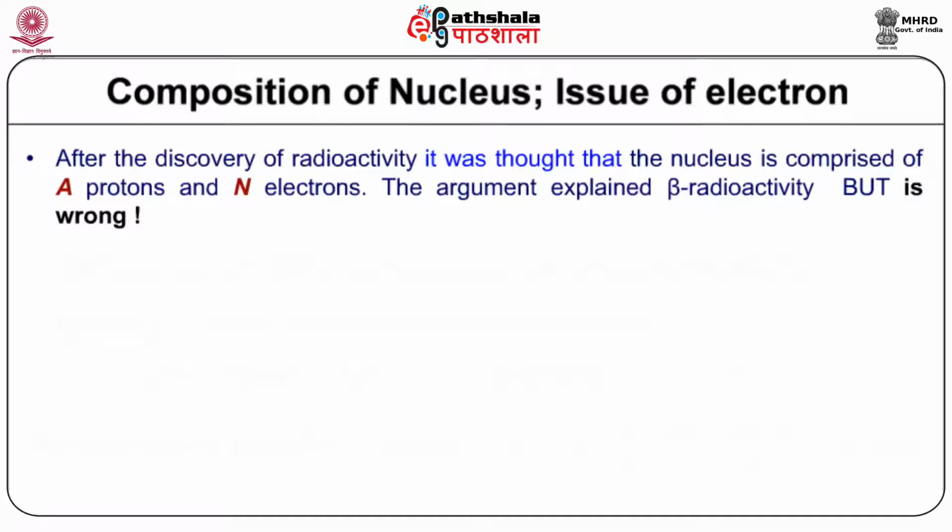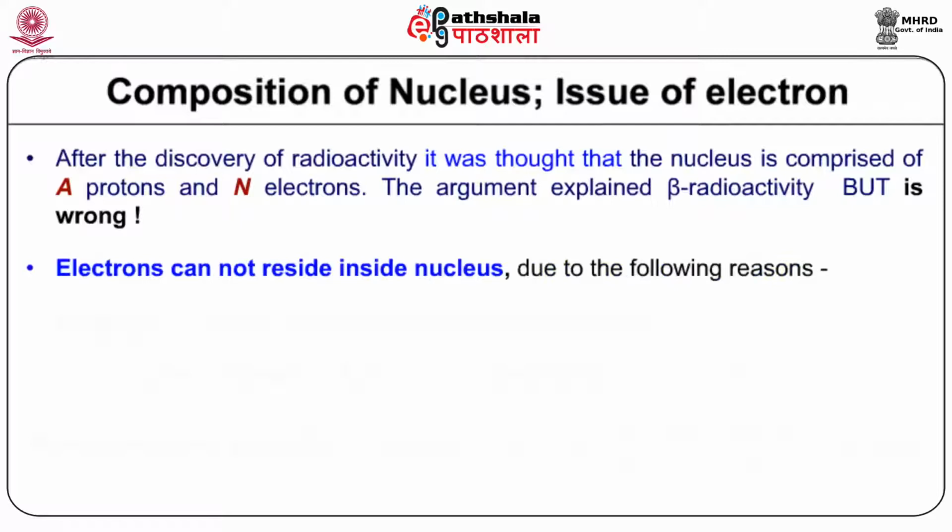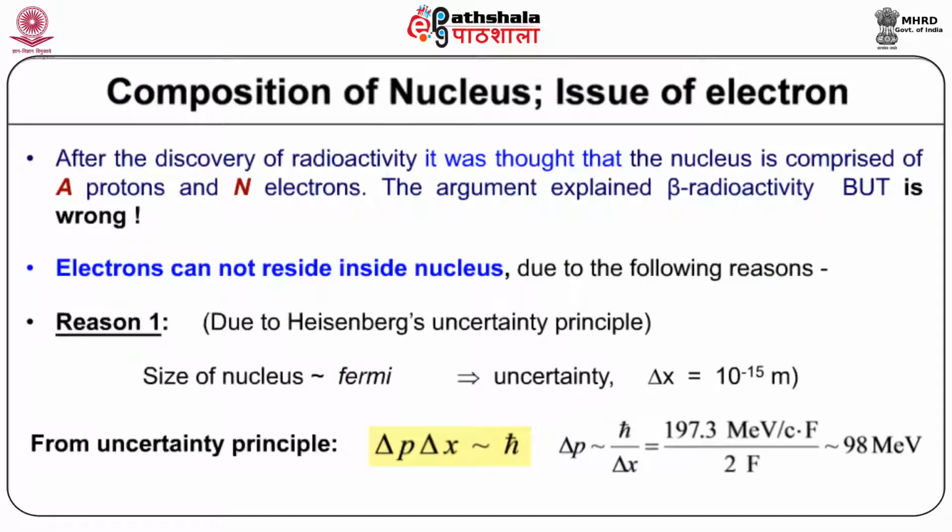This electron-proton theory of the nucleus could easily explain radioactivity, because in radioactivity people detected electrons coming out, which were beta particles, coming out of the nucleus. So people thought that electrons must be within the nucleus, and they could easily explain radioactivity. But this theory was horribly wrong due to the following reasons. First reason was that electrons cannot reside inside the nucleus due to the Heisenberg uncertainty principle.